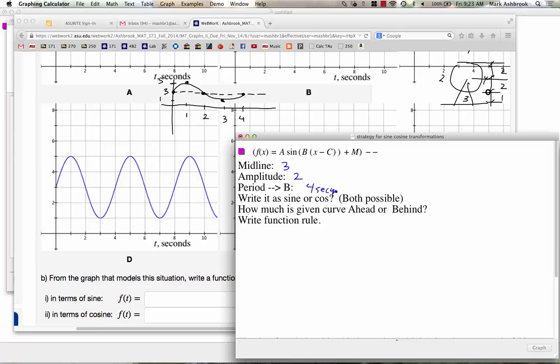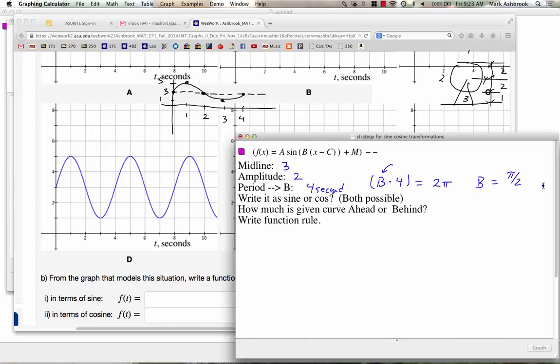From 4 seconds, we need b such that 4 seconds of input gives us what angle measure? Should make sense. What coefficient times 4 seconds of interval will result in 2 pi of angle measure, so that will be the right coefficient so that the period is 4. So what will it be? Pi over 2. 2 pi over 4.